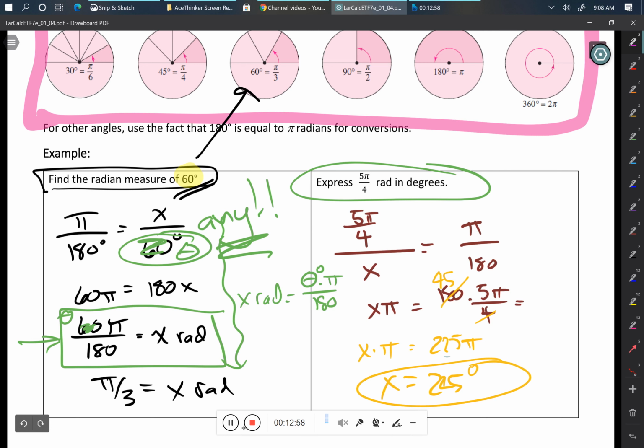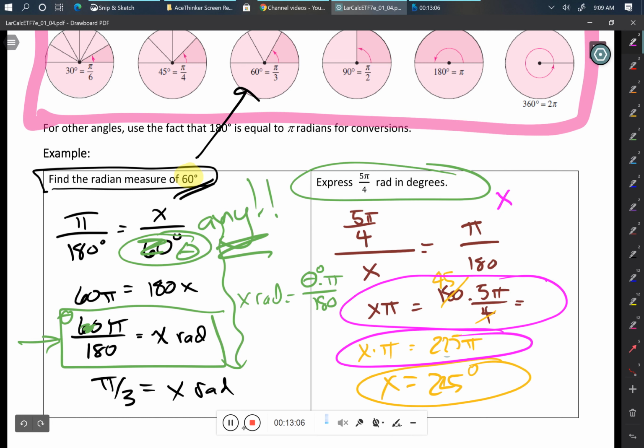Now, if you're one of those people who likes to see a formula and memorize a formula, this step right here is your formula, right? Or maybe if we combine that step and this step, that would be our formula, that x degrees is always going to be equal to my radians, the 5 pi over 4, multiplied by 180 over pi, and that would be your formula.